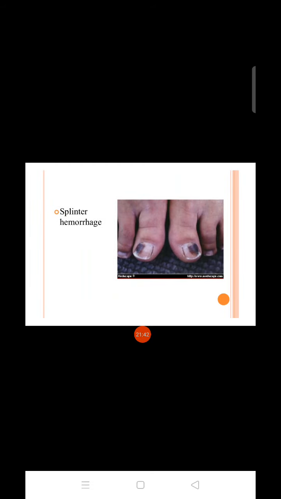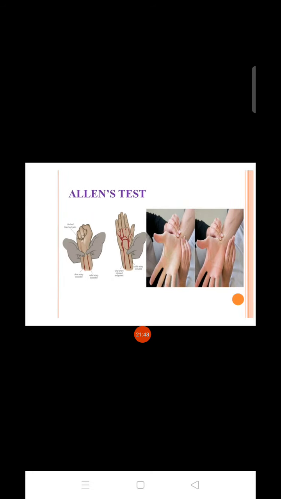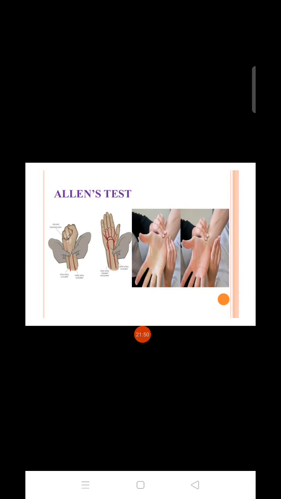Next one is splinter hemorrhage. There will be splinter hemorrhage, this you can see. Next is the Allen test. The Allen test we can do before taking ABG analysis. That is the Allen test.